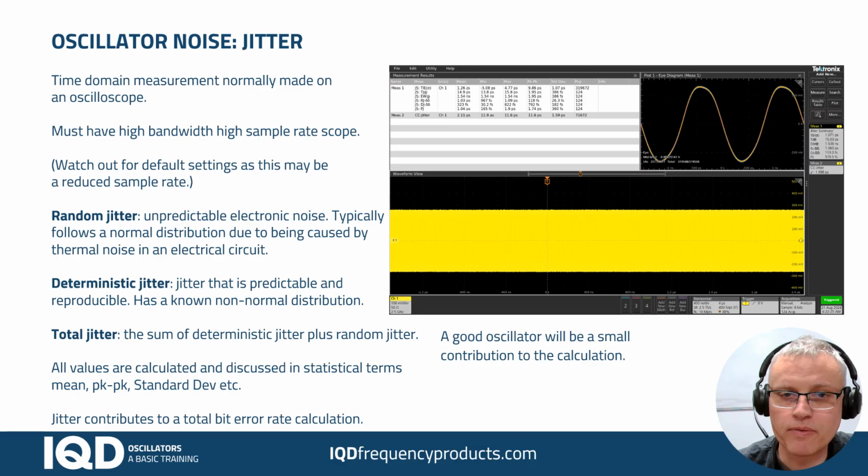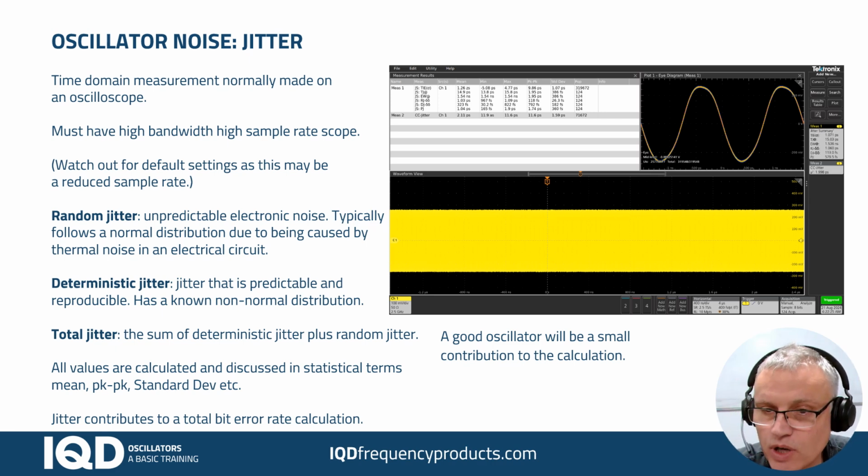Another way to quantify noise in an oscillator is to talk about jitter. Jitter is a time domain measurement rather than a frequency domain measurement, so it's normally measured on an oscilloscope. The plot on the right shows a typical jitter plot. Here you can see a number of waveforms overlapped onto each other to form a solid block, because the time base has been pushed out to such an area that it looks solid on the scope plot.